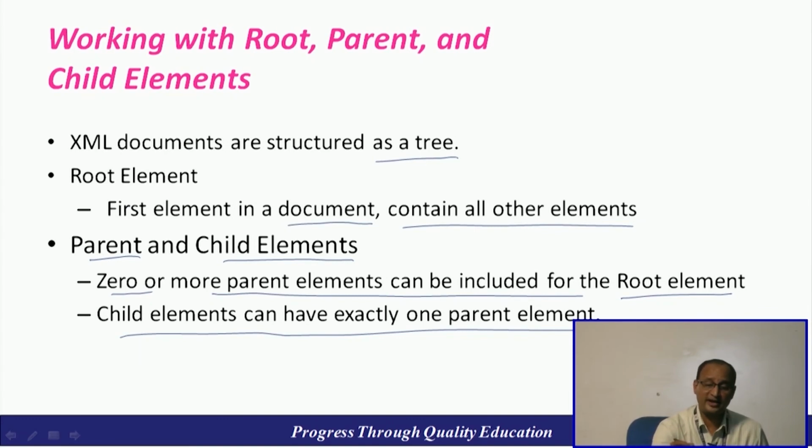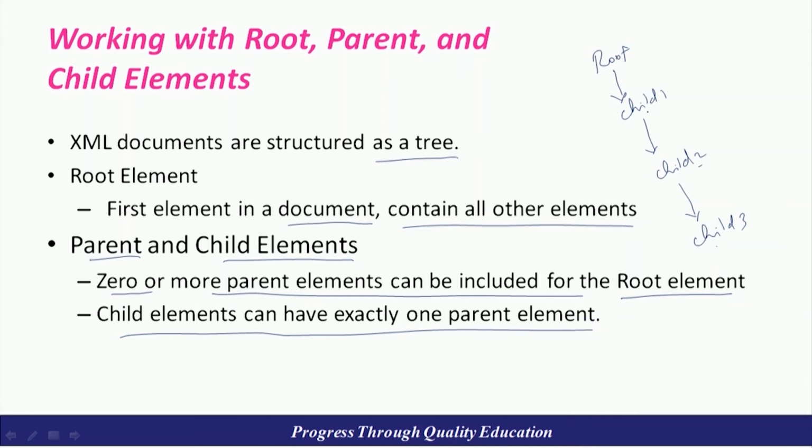You can go to any depth. Say for example, this is the root. From the root we have created one child. From this child we have created another child. From this we have created another child. For child 3, child 2 is a parent. For child 2, child 1 is a parent. For child 1, the root tag is a parent. This is the parent child relationship, which will provide proper tree structure.